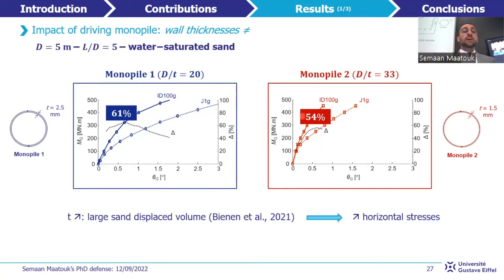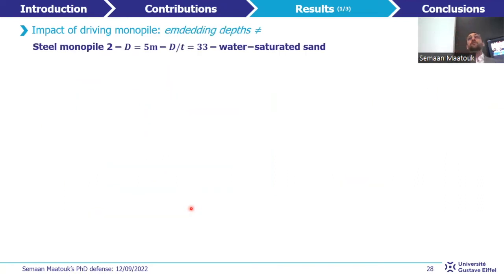This may be due to the larger sand displacement volume obtained during the installation of the thicker monopile, which leads to greater horizontal stresses generated along the shaft of the thicker monopile. Finally, the impact driving is also explored by using different embedding depths, but solely on the second monopile.